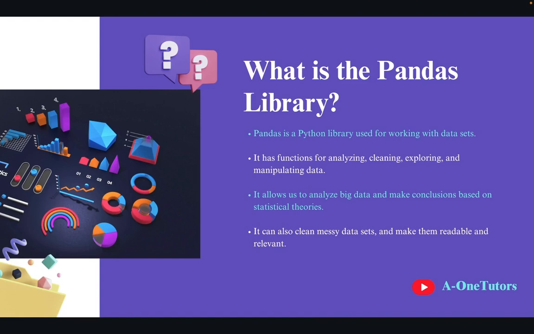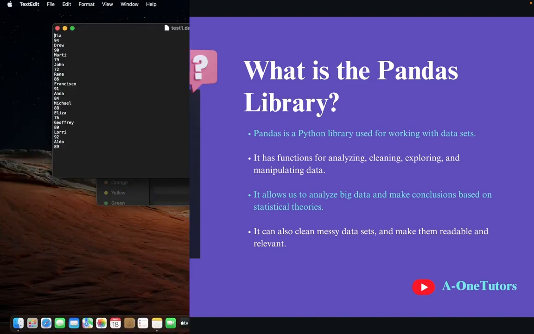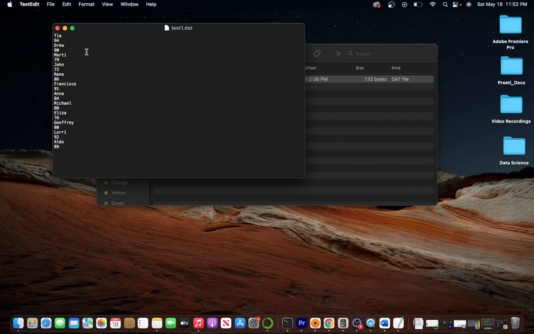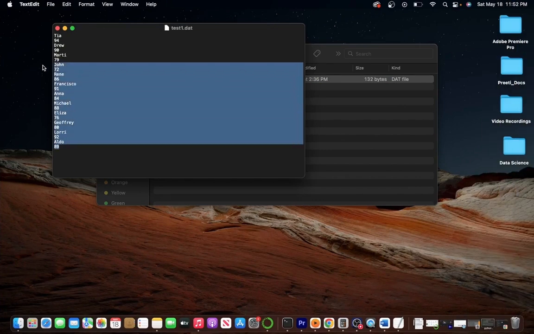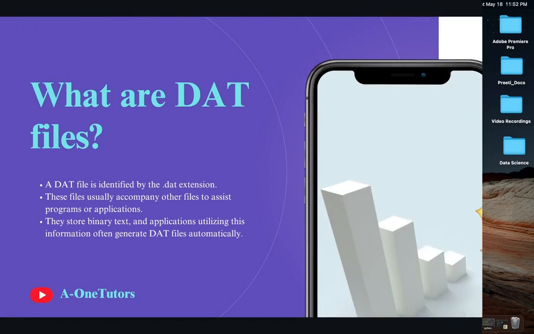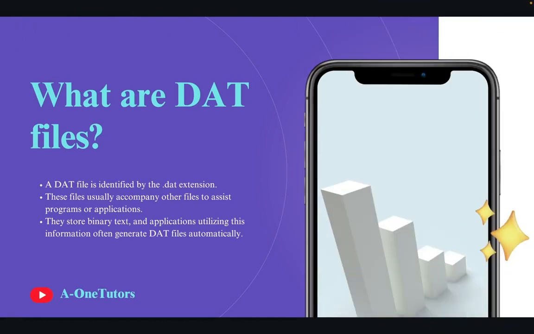Now let us look at the data we are working with. As you can see, this data has 12 different names and 12 different integers representing marks or grades. Now before moving on and making a table, we will first understand what DAT files are.